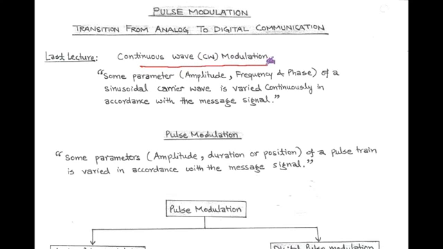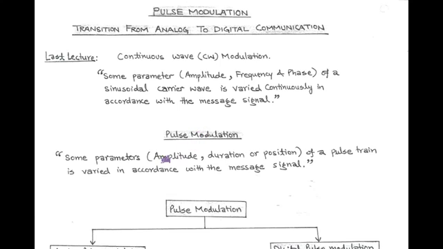In this, parameters like amplitude, frequency and phase of the high frequency sinusoidal carrier wave are varied instantaneously according to the message signal. For example, amplitude modulation, phase modulation and frequency modulation. But here in this session, we discuss pulse modulation.